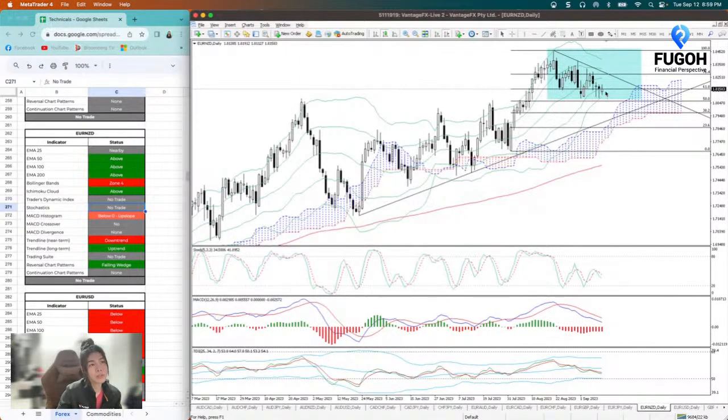But I think within the next week, it's going to hit around this area. Then that's when we could pick this pair up again. All right, I'm so sorry, guys. That's it.